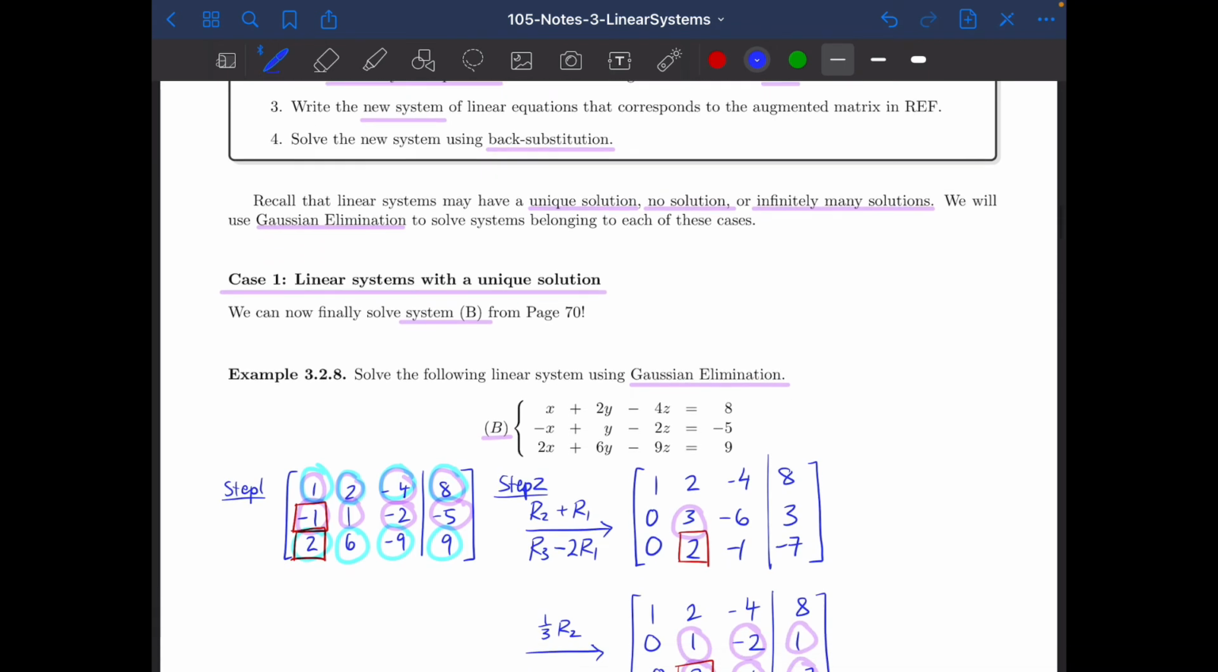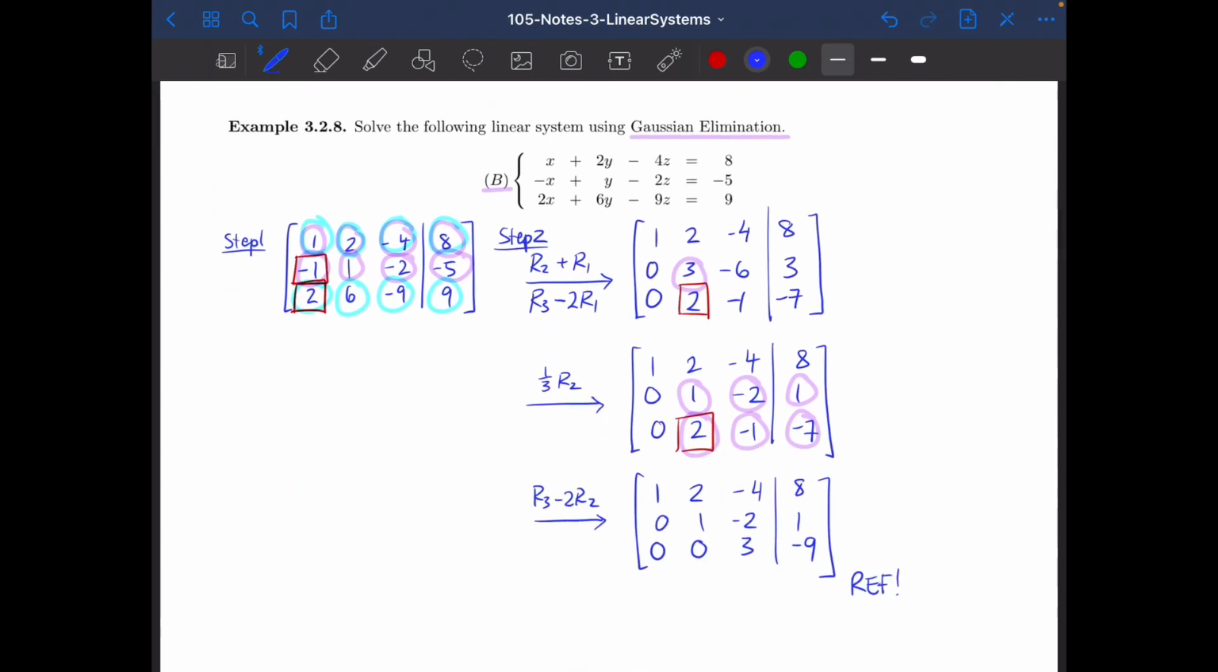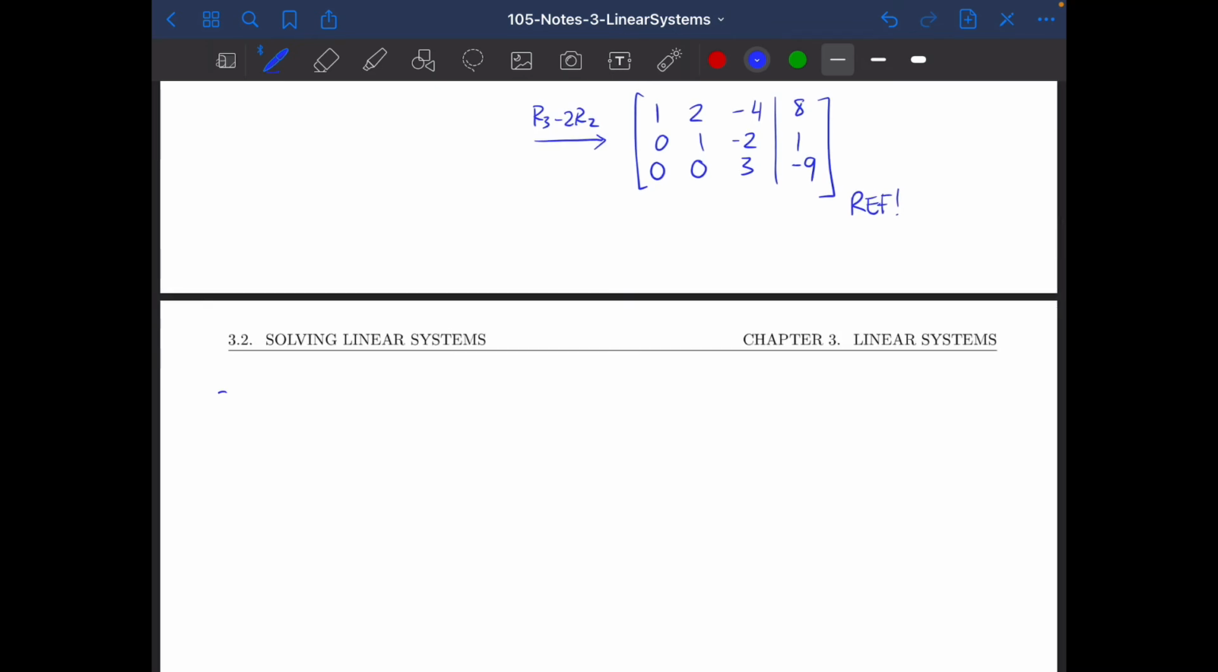Step 3 is to write the new system of linear equations that corresponds to the augmented matrix in row echelon form. Let's do that. Step 3. What's the new linear system? x plus 2y minus 4z equals 8. That I get from the first row. From the second row, I get y minus 2z equals 1. And from the third row, I get 3z equals minus 9. This is my new equivalent linear system.